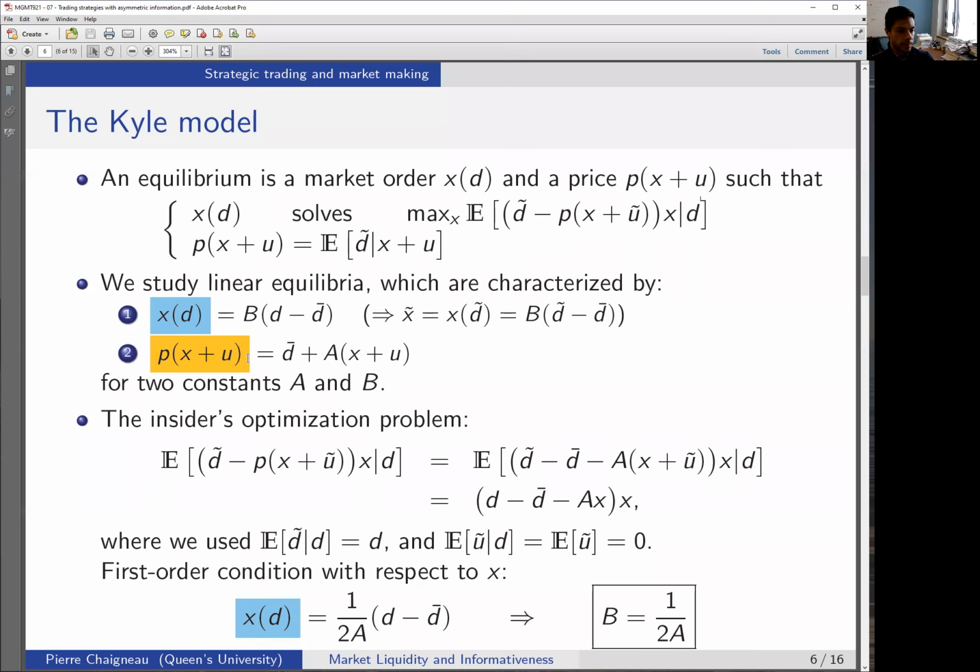What about the price? The price, likewise, is going to be a linear function of the information of the market maker who sets the price. This information is just the order flow, x plus u. And so the market price is going to be a linear function of this order flow in such a way that when the order flow is equal to 0, so when x plus u is equal to 0, the market price of the asset is equal to the expected value of the asset, which is just d bar. Here capital A is also a constant which has yet to be determined.